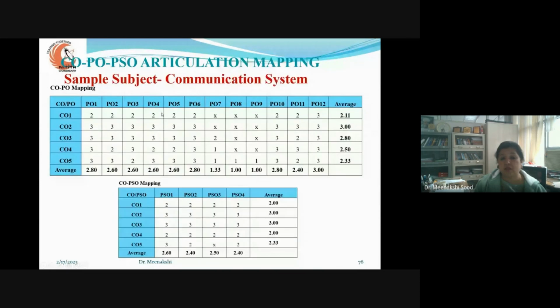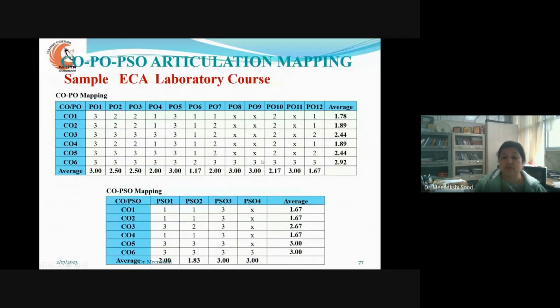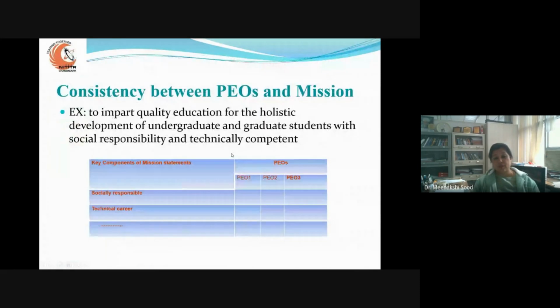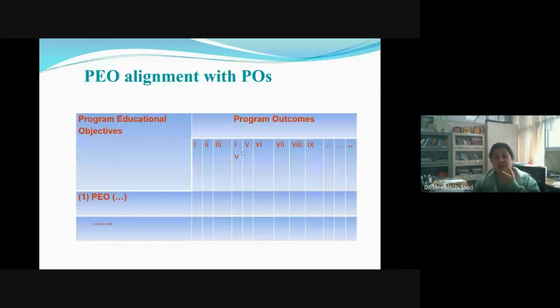Similarly, not only for the theory but also for the lab course, the same exercise should be done: mapping of the COs and POs. Okay, so this is how COs and POs should be made, and similarly POs and PEOs should also be mapped. Proper alignment. So 12 POs and say 4 PEOs, they should also be mapped.